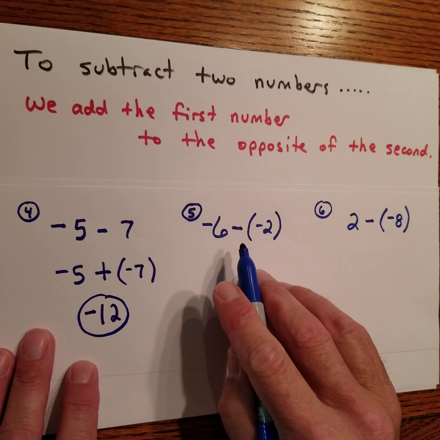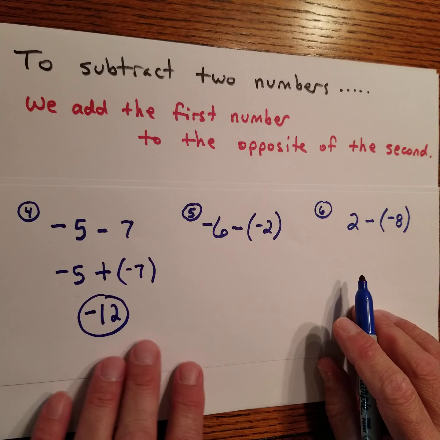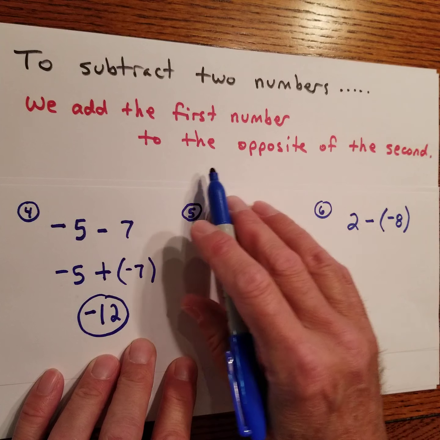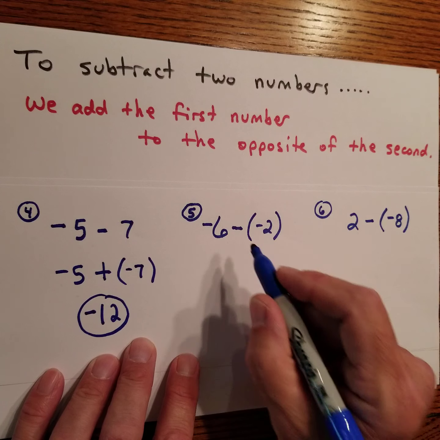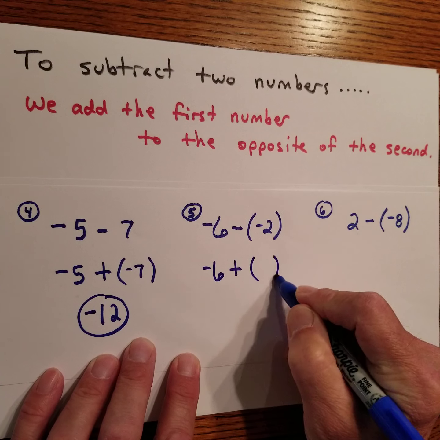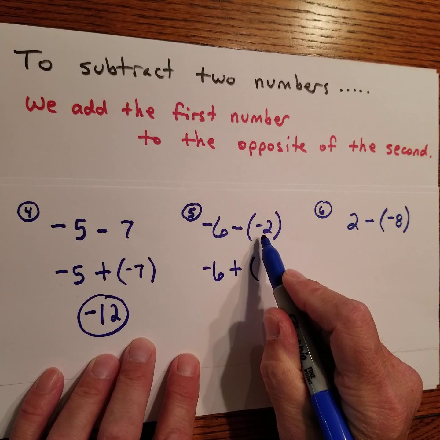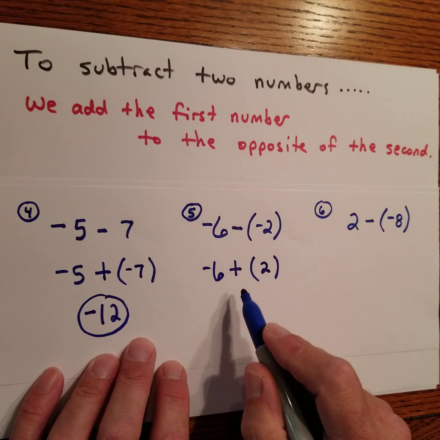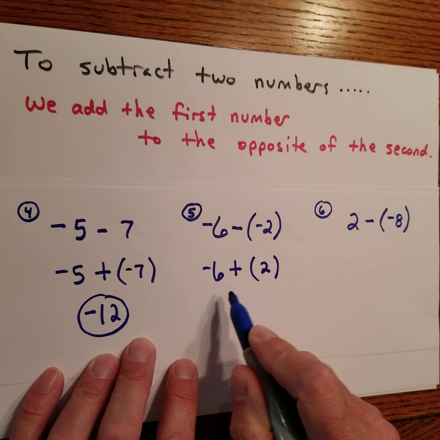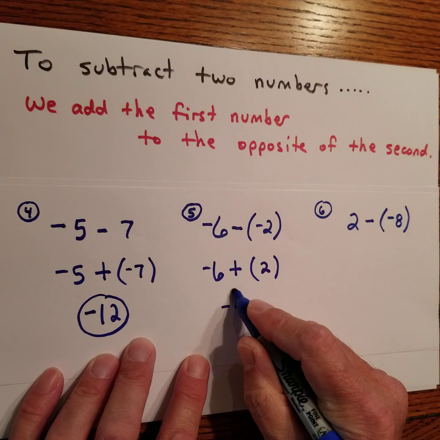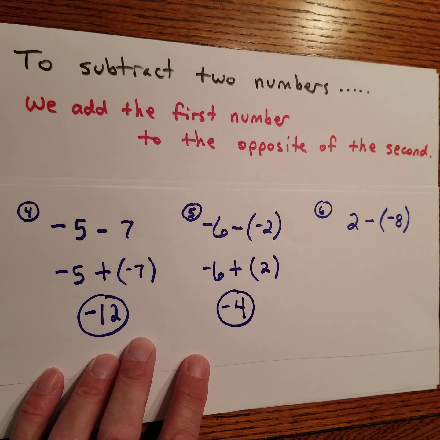Let's try number 5. Problems like 5, where you're subtracting a negative, these are where I see the most mistakes. When we subtract, we add the first number to the opposite of the second. What's the opposite of a negative 2? It is a positive 2. Now we're adding. When we add and the signs are different, we subtract the numbers, keep the sign of the larger number.